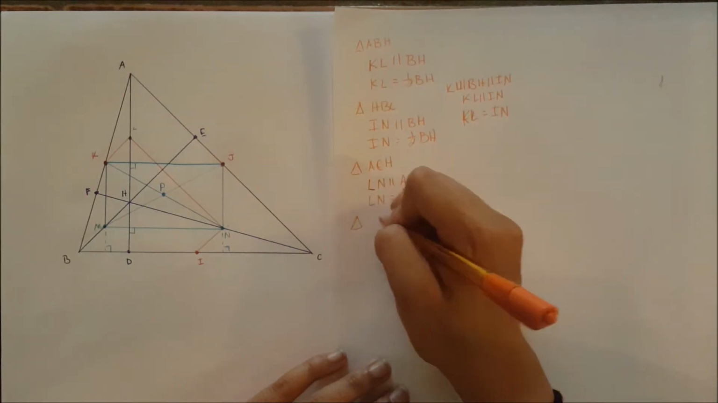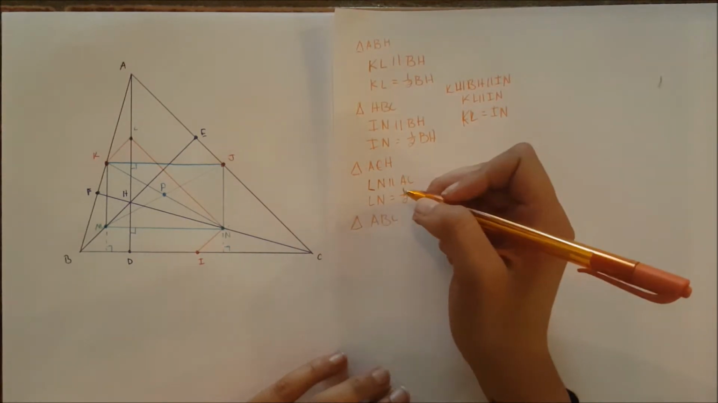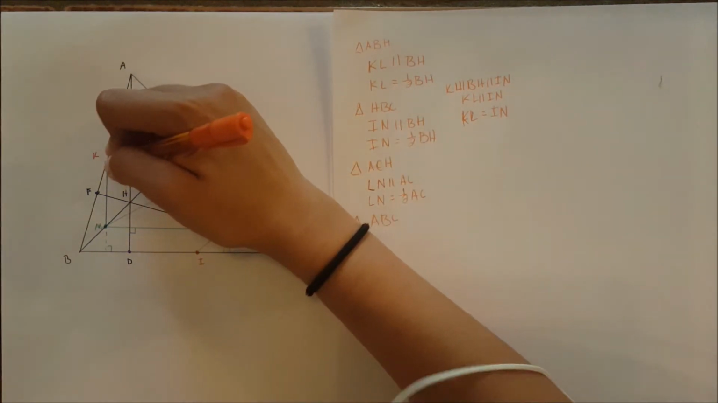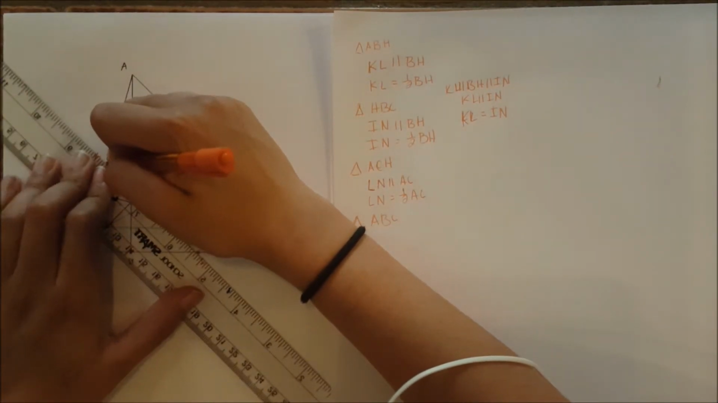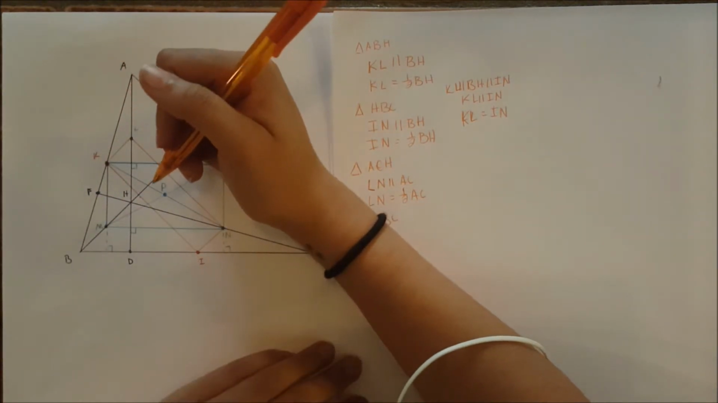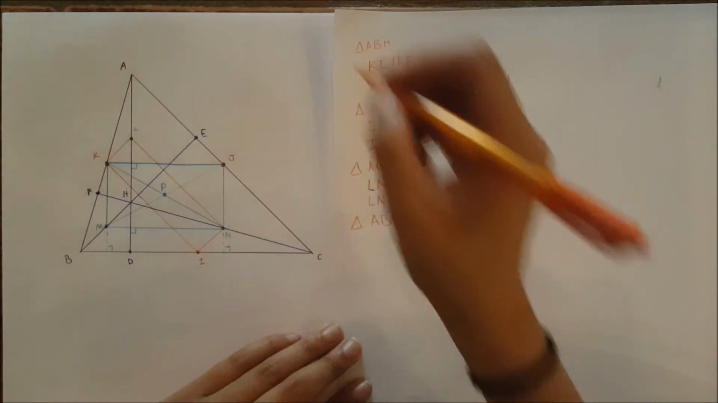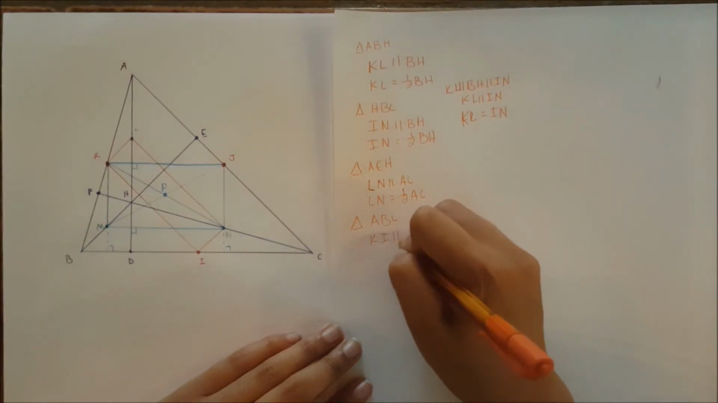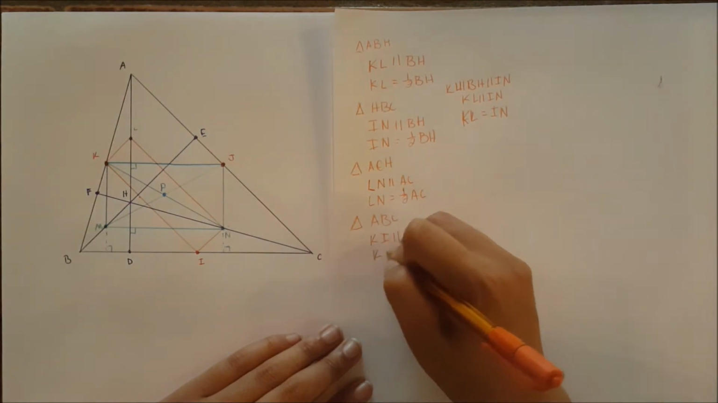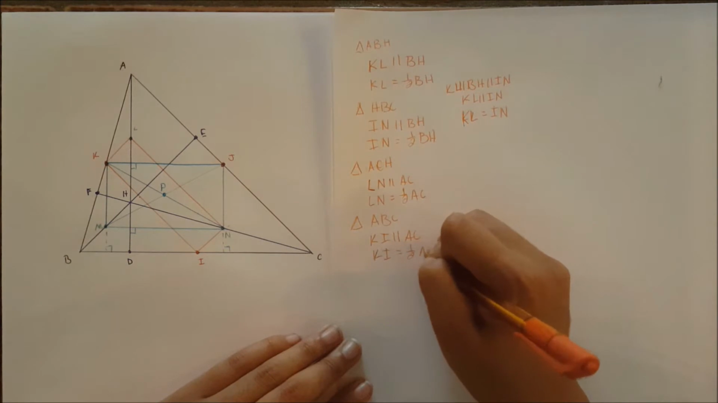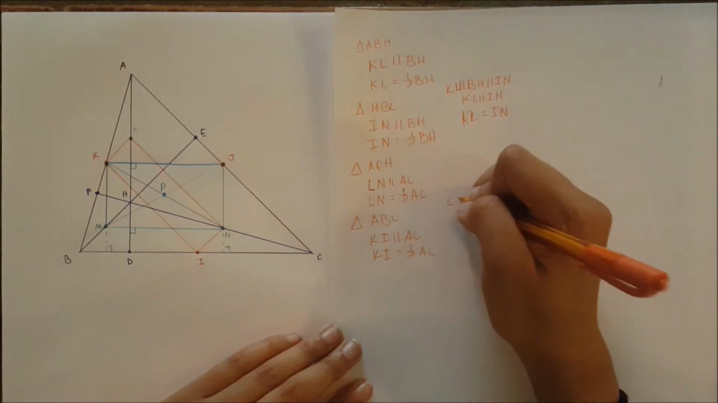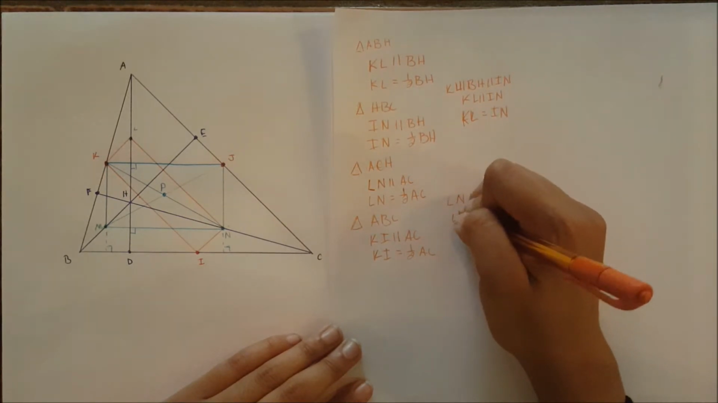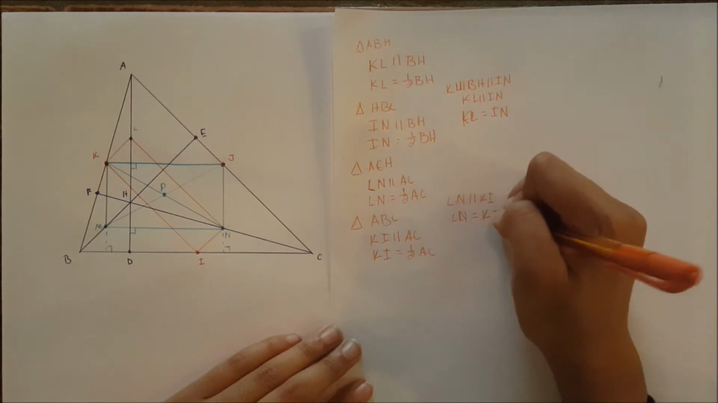And the last triangle we're looking at is ABC, where K is the midpoint of AB and I is the midpoint of BC. We can connect these two points. So KI is now the midline of ABC, where KI is parallel to AC, and KI is also equivalent to half of AC. So we can conclude that LN is parallel to KI, and LN is equivalent to KI.